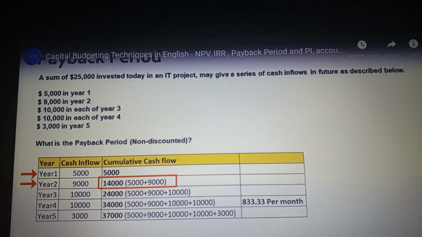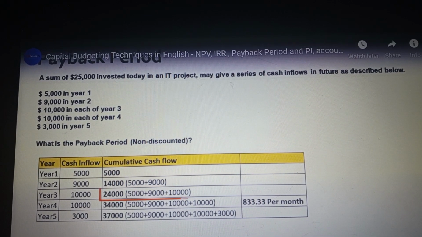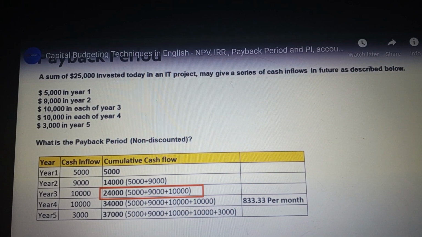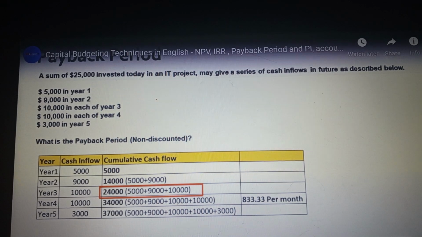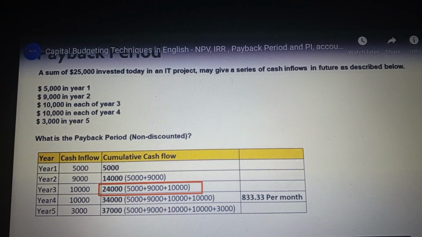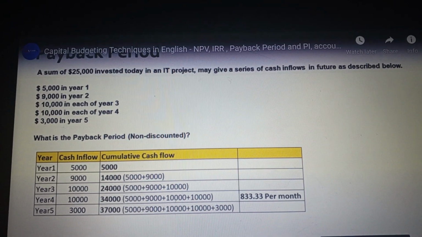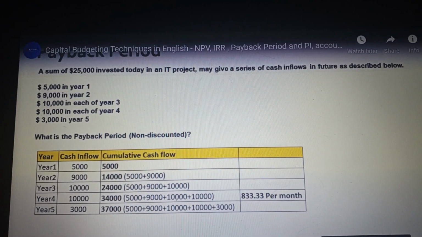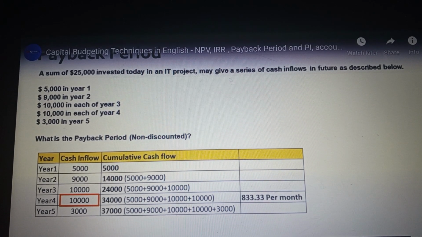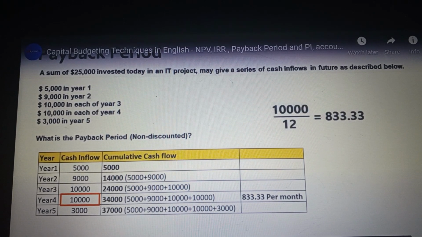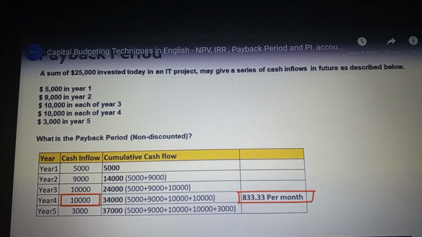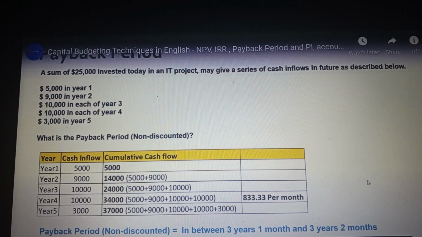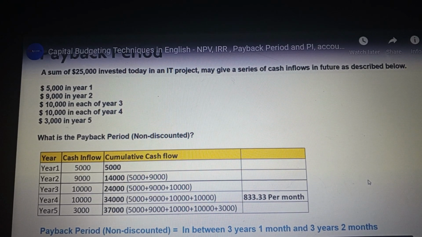And using the same cumulative addition, by the end of year 3 we can recover $24,000 in total, and that leaves us with $1,000 more to recover. So by the end of year 4 we can recover up to $34,000. Since we only are concerned with recovering $25,000, what we can do is we can break the $10,000 in the year 4 by month wise. So it will give us $833 per month. So going by this logic, we can recover our investment in about 3 years in 2 months time. So with this, we finished the calculations on capital budgeting techniques.